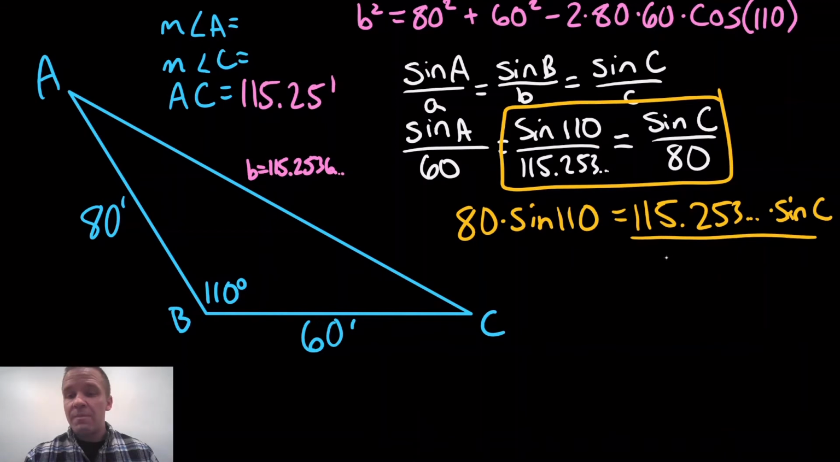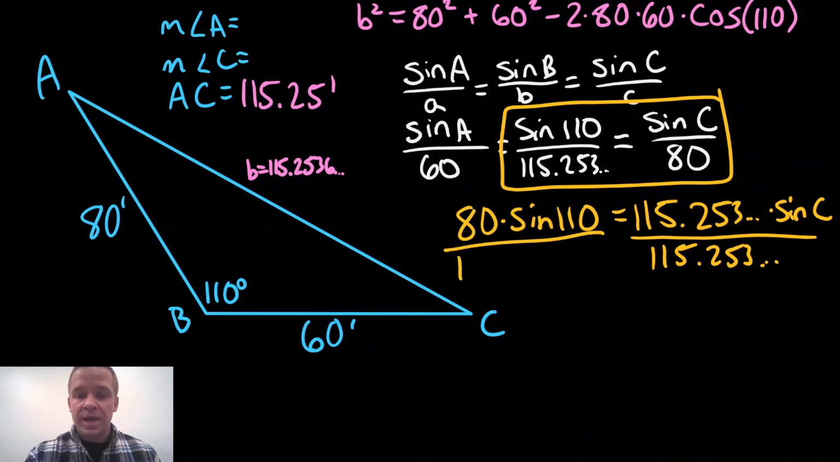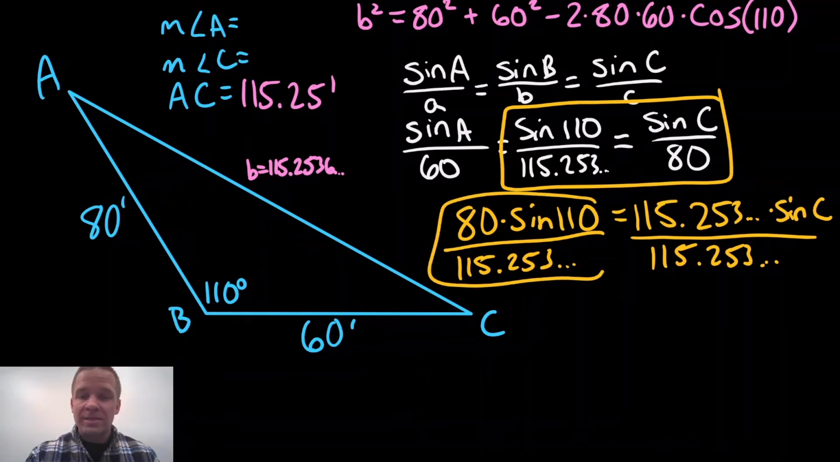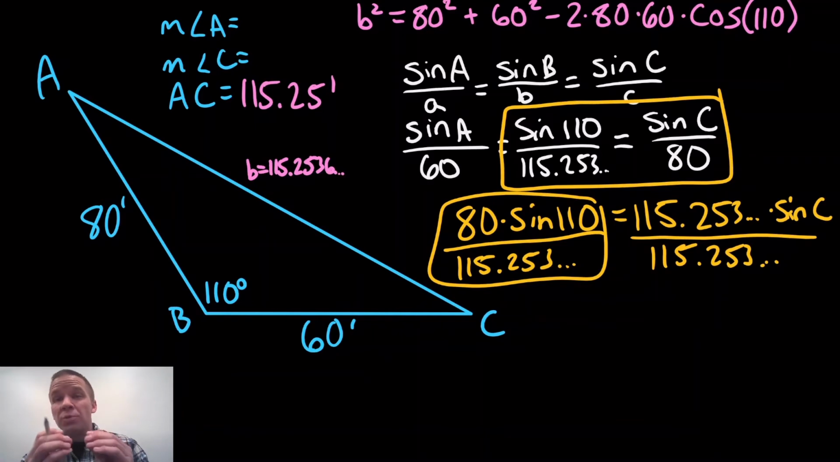Well, I'm going to divide by 115.253 dot, dot, dot on both sides. Boom. This whole mess needs to now be plugged into our calculator to get what is equal to sine of C.